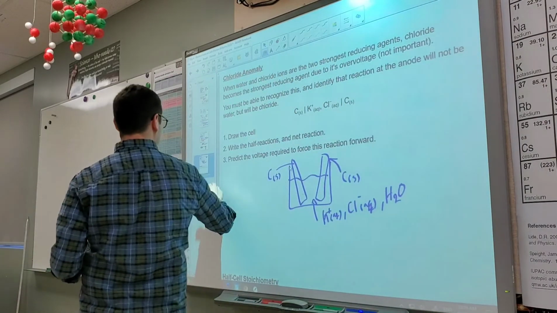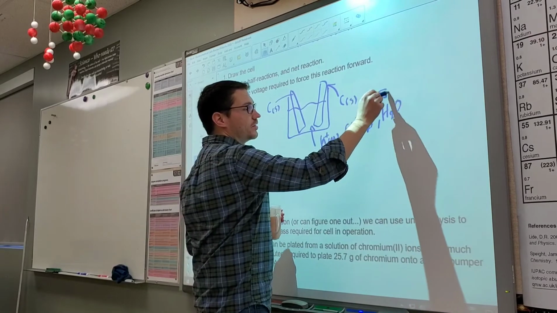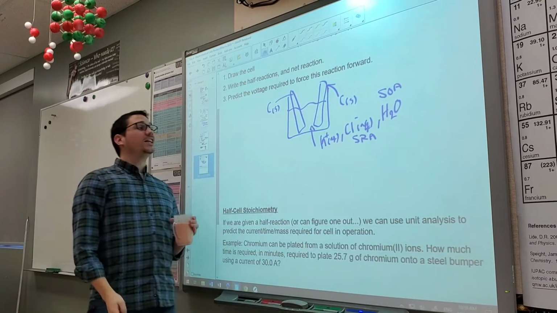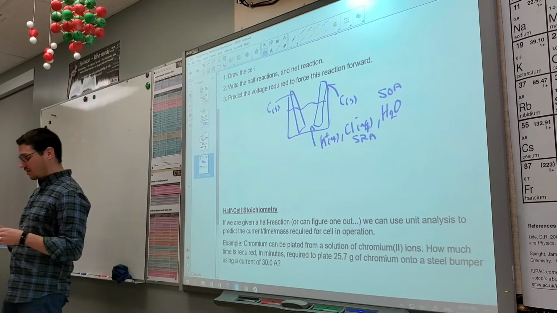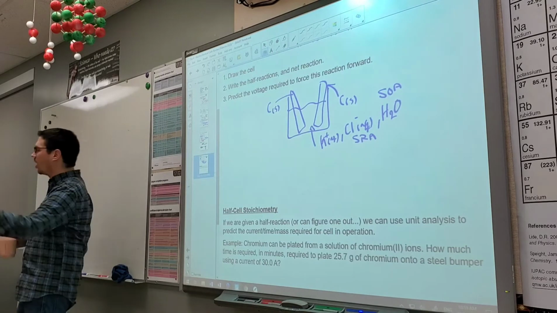So our strongest oxidizing agent is water, but our strongest reducing agent ends up being chloride. And you have to be able to spot that from a mile away on the diploma exam. It's been on the diploma 4 semesters in a row, so it'll probably be on it again.